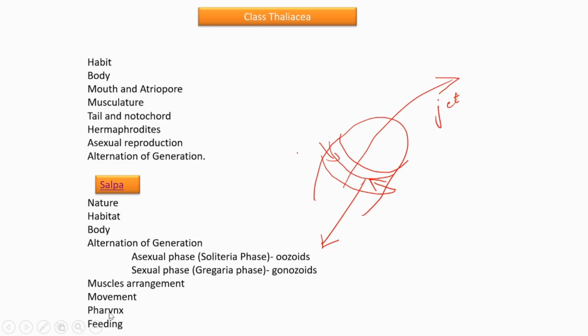Clear? Okay, then what about the pharynx? The pharynx is a very spacious chamber in Salpa and has a pair of large gill slits. And the endostyle also. What is the endostyle? We learned the endostyle in the first chapter itself, in the diagnostic features of chordates. The endostyle is the ciliated groove seen in the floor of the pharynx. So here also the endostyle is present. And what does it feed on? It feeds on planktonic organisms.